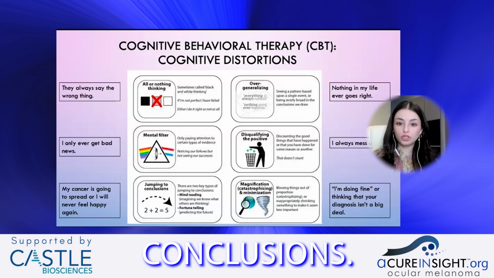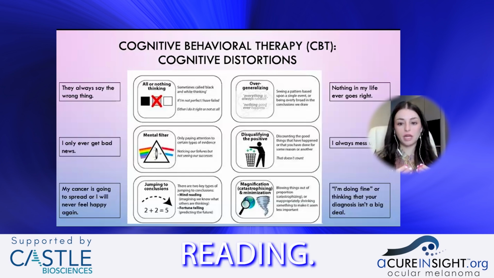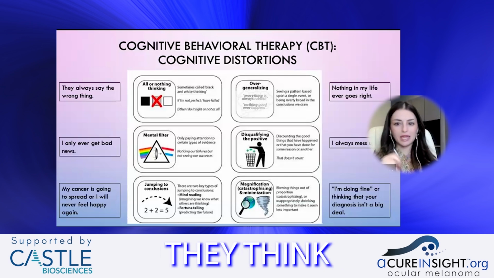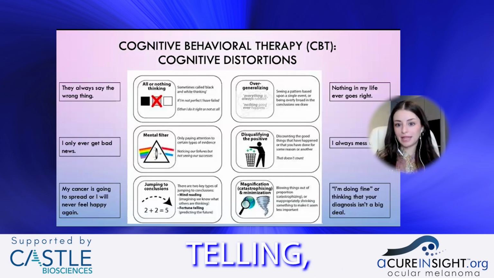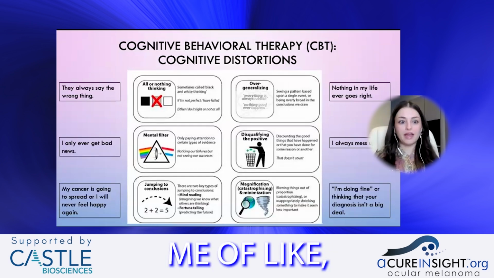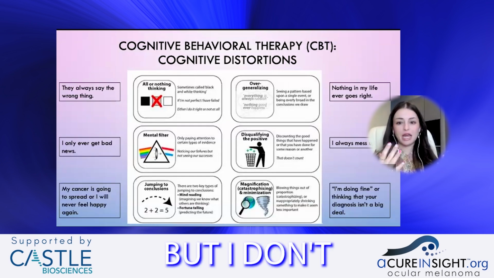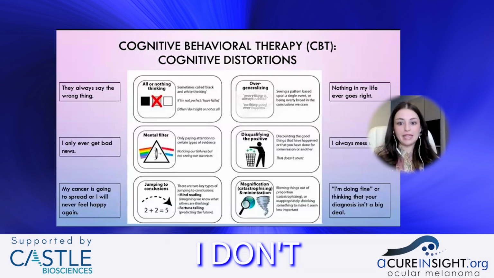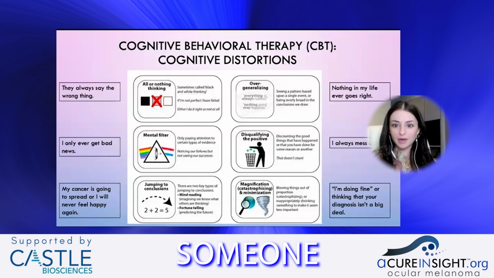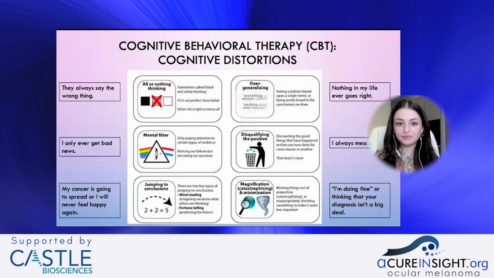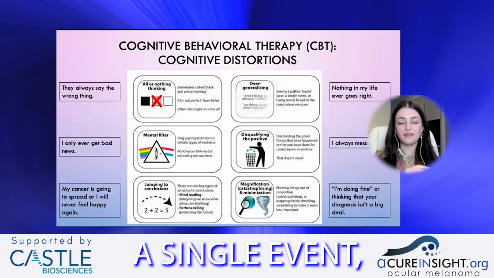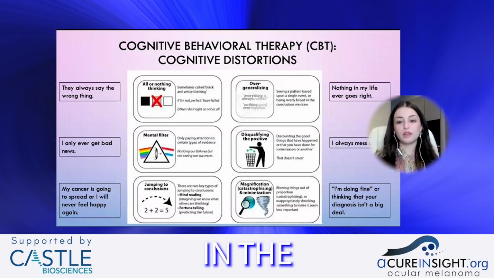Then we have jumping to conclusions. So we have two types. We have mind reading. We imagine we know what other people are thinking, right? So they're probably judging me. They think I'm weird. Or fortune telling, predicting the future, right? So I know I've had this thought for me of like, my cancer is going to spread, right? But I don't know that to be true. I don't know what the future is. I don't have a crystal ball, right? Or a thought that someone else may have, I'll never feel happy again. And we have overgeneralizing. So seeing a pattern based upon a single event and then being overly broad in the conclusions that we draw.